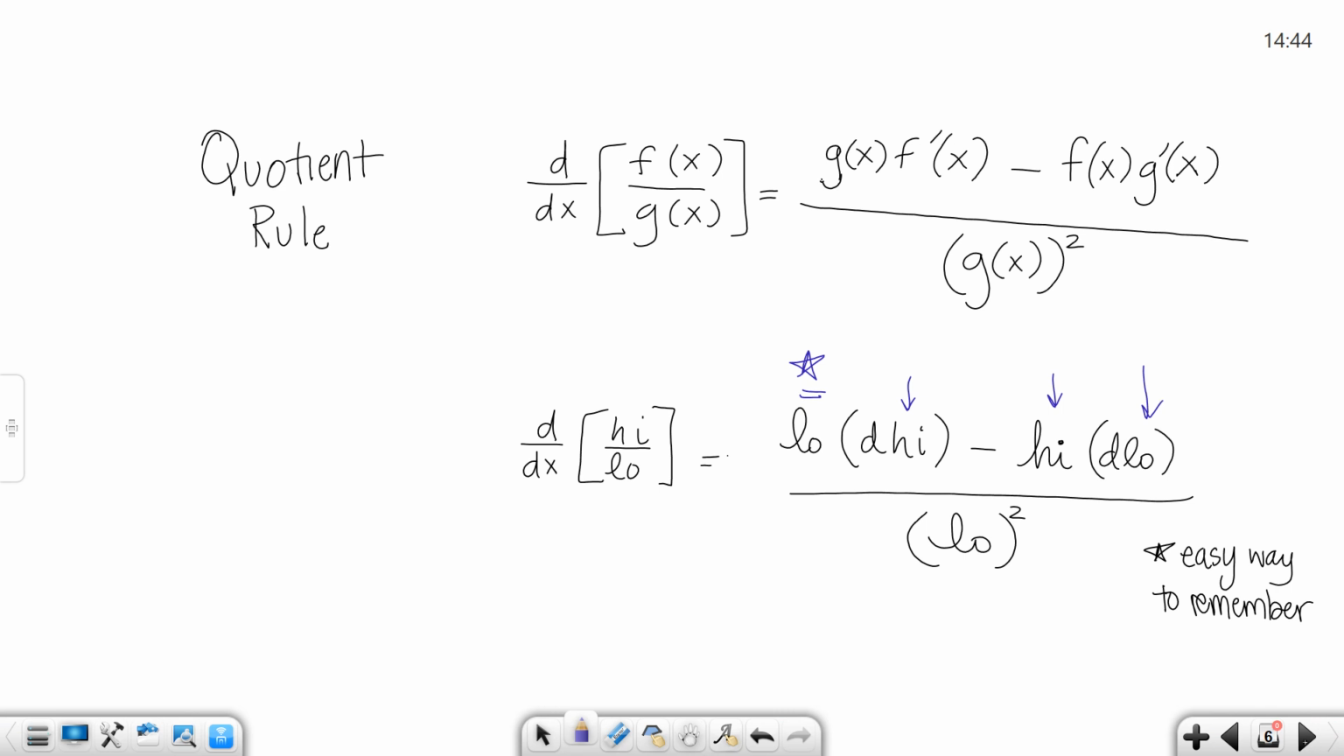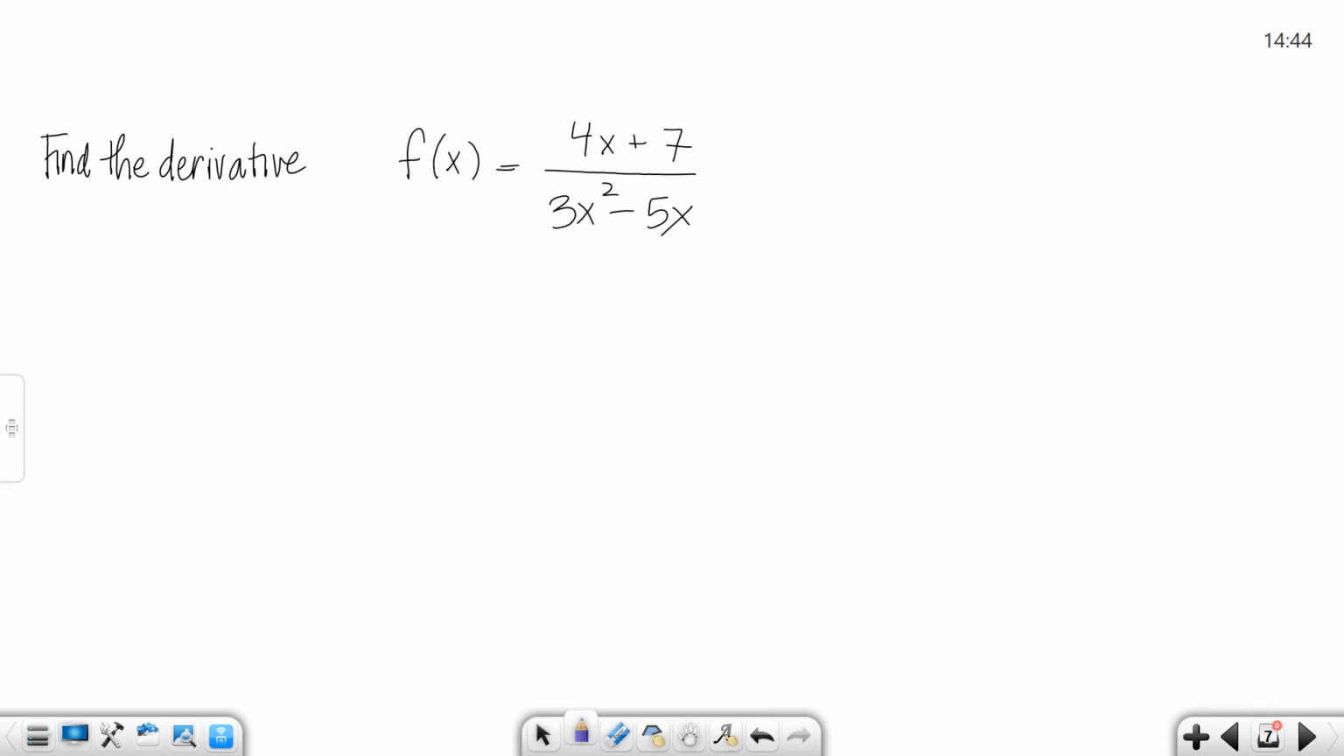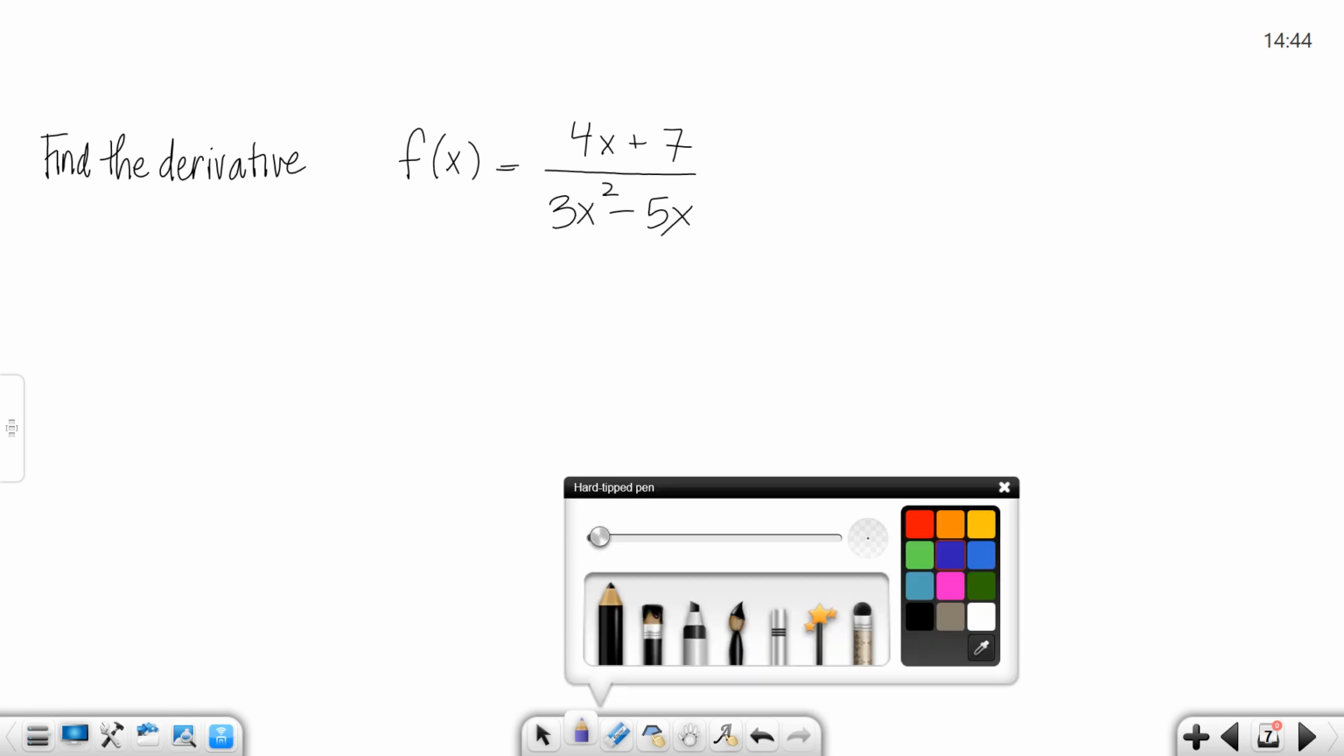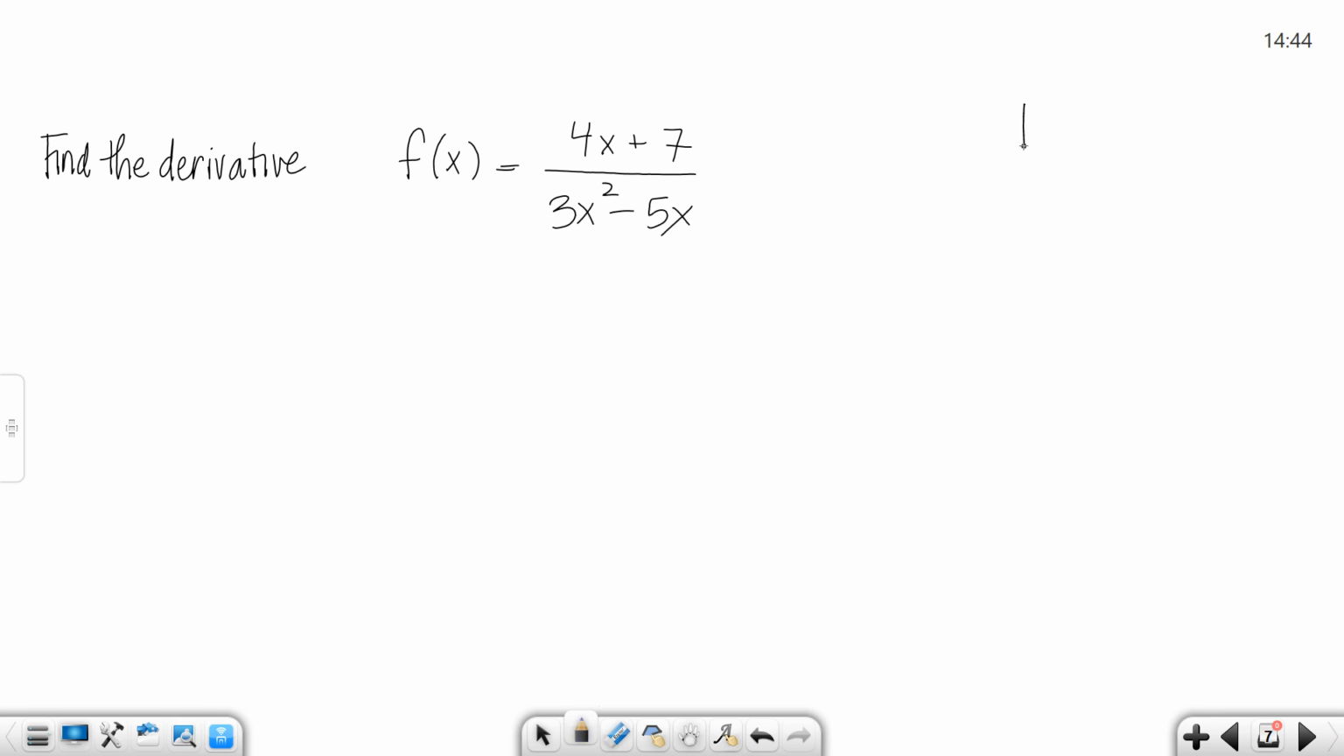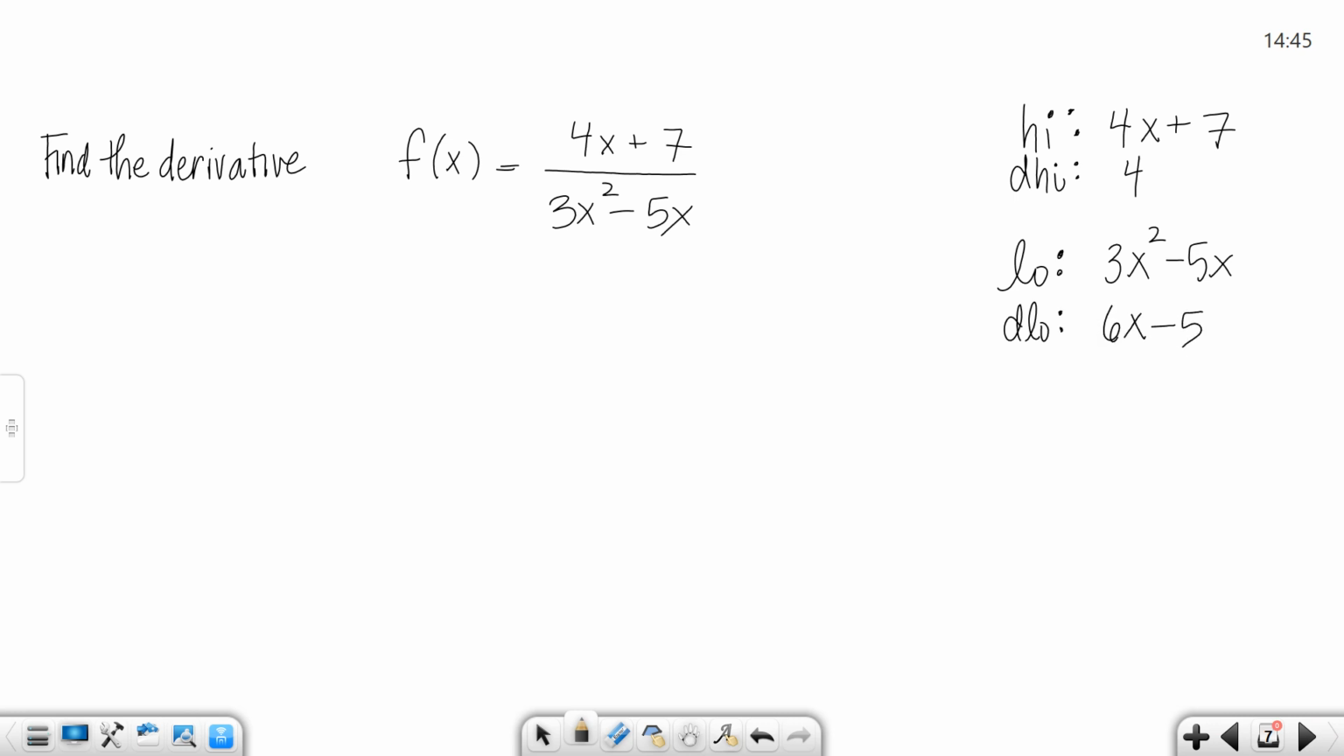on your test. So if I look at this one, I recognize it to be a quotient. So a quotient, of course, means that it is a fraction. So in this particular problem, you have a high and you have a low. So my high function is the numerator, 4x plus 7. And my low function is 3x squared minus 5x. Okay, so d high would just be 4, and d low would be 6x minus 5. Okay, so that's how we would begin.